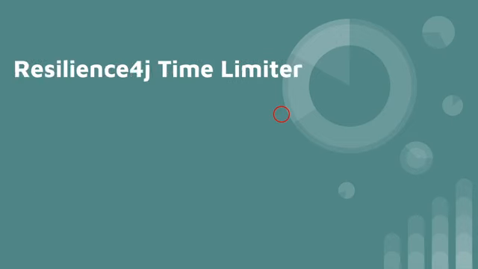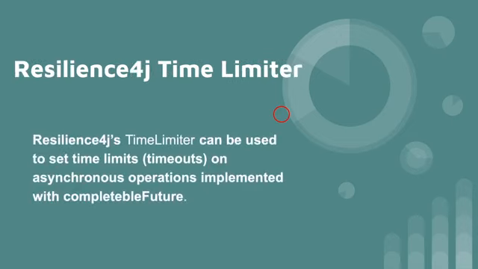Basically, the Resilience4j time limiter can be used to set time limits on the asynchronous operations that we implement with CompletableFuture, which was introduced in Java 8. In a real-time application, if you are invoking database services and you are not getting a response after some amount of time, the user will get frustrated, right? In this kind of scenario we will use this time limiter.